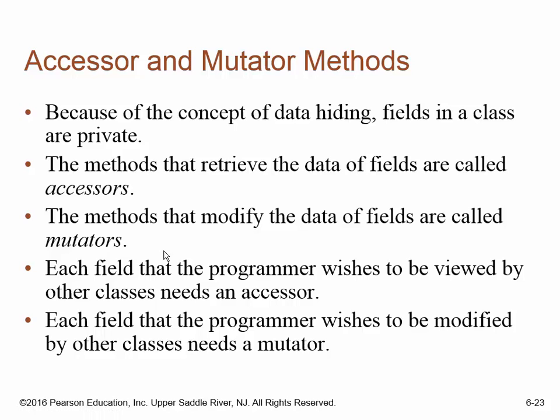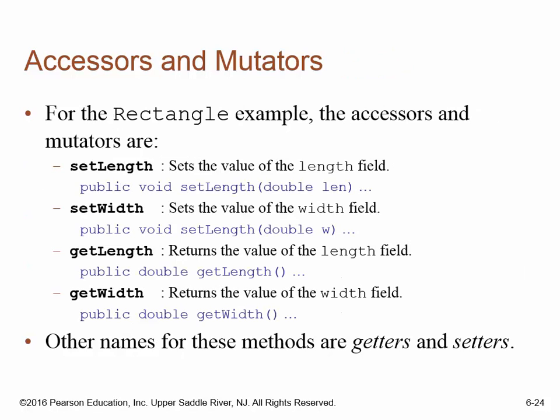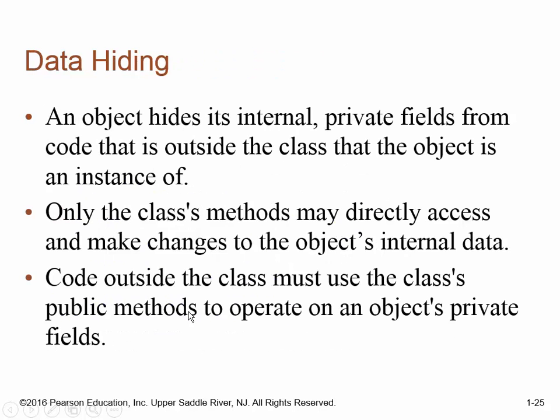Again, the fields in here are private. The methods are public. Methods that retrieve data or return something are called get or accessor methods. Methods that modify or change data start with set and are known as mutators. Each field that we want to have other classes look at needs an accessor. Anything we wish to be able to change needs a mutator. So this is what we've created. Again, as it says, sometimes these are known as getters and setters as well.